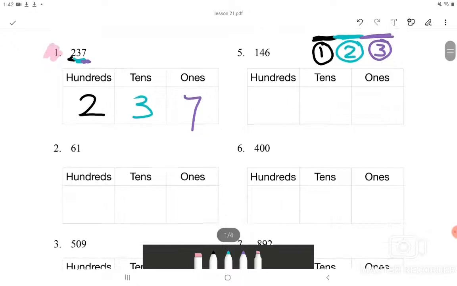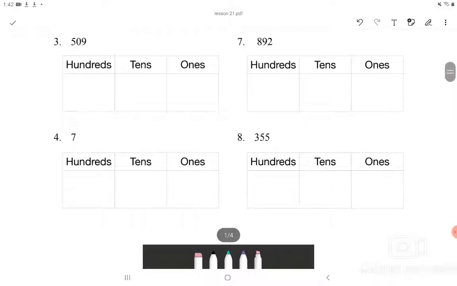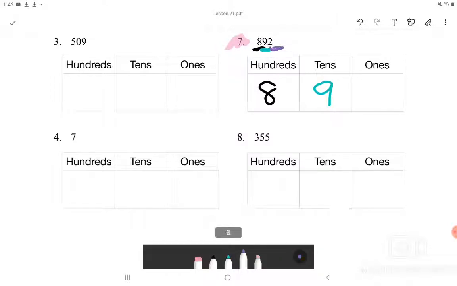Let's do one more question together. Let's do number 7, and it is 892. We know that 8 is in hundreds, 9 is in tens place, and 2 is in ones place.